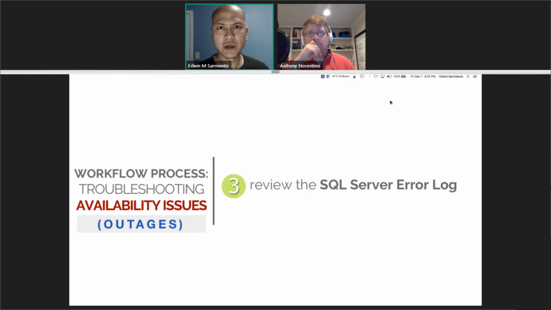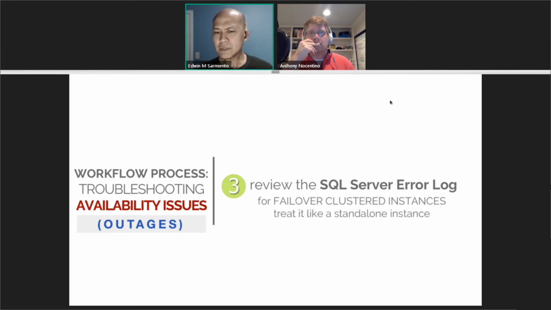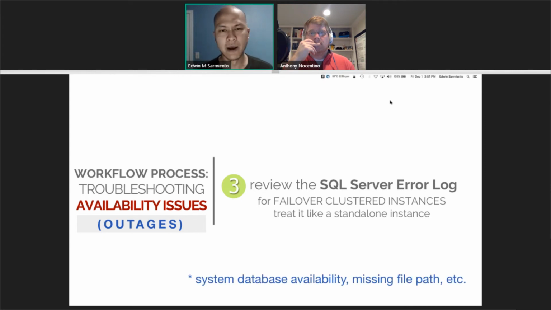Use whichever text editor you want, which is specifically useful in a failover clustered instance where you can't bring the SQL Server resource online. Keyword: for failover clustered instances, I treat it like a standalone instance. What do I mean by that? Remember that story I mentioned earlier about trying to upgrade the SAN environment, and the restore process didn't work because the SQL Server service could not find the correct path to the system databases, the user databases, the SQL Server error log.